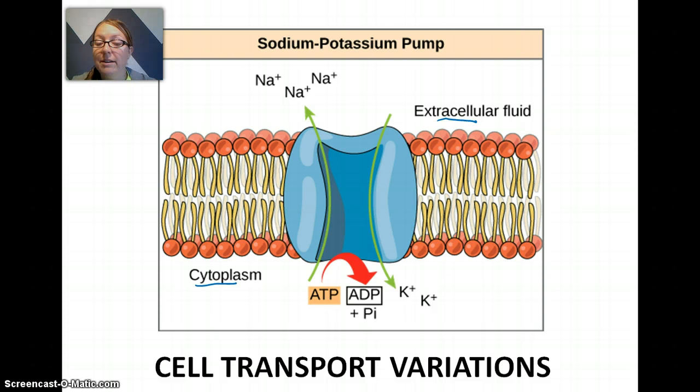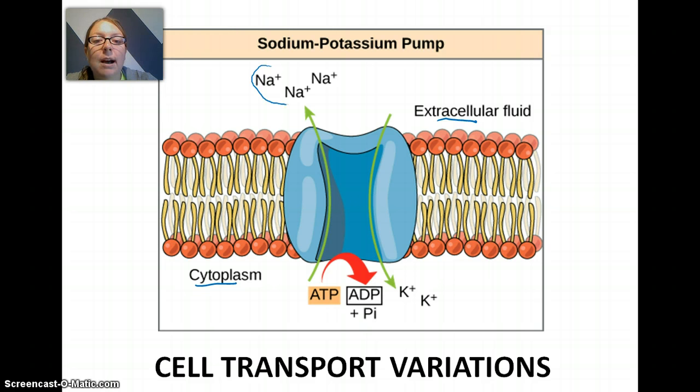It's found in probably almost every cell in your body, but specifically it's used in your nervous system. It's used in order to reset your nerve cells so that they can continue to send and receive messages. And so if this isn't working, you can't reset your system, you can't receive new messages, and you wouldn't be able to move.